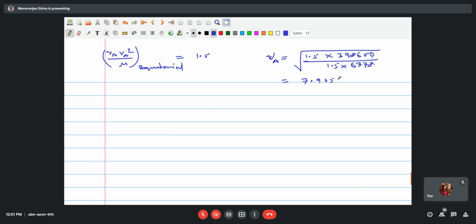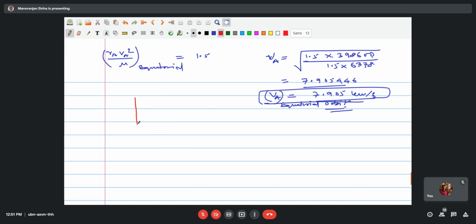This turns out to be 7.905, 44 something, so 7.9054, 46, and we can approximate this as 7.905 kilometers per second in the equatorial orbit. And this will decide how much impulse you need to give. Now we have to find out the flight path angle at A.